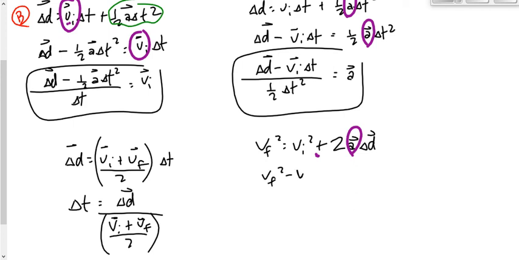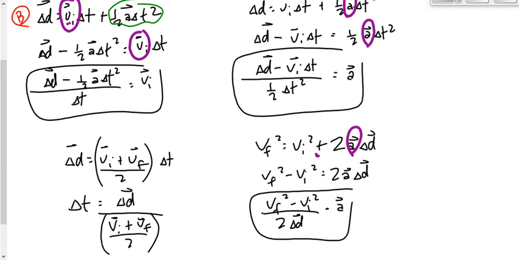VF squared minus VI squared equals 2AD. What is attached to the A? What is it? I heard somebody say part of it, 2. Is there anything else that's attached to it? Displacement. We might as well take them over together. You could take them over separately, but you might as well do it together. VF squared minus VI squared over 2 times D equals A. Good? Okay, one more.